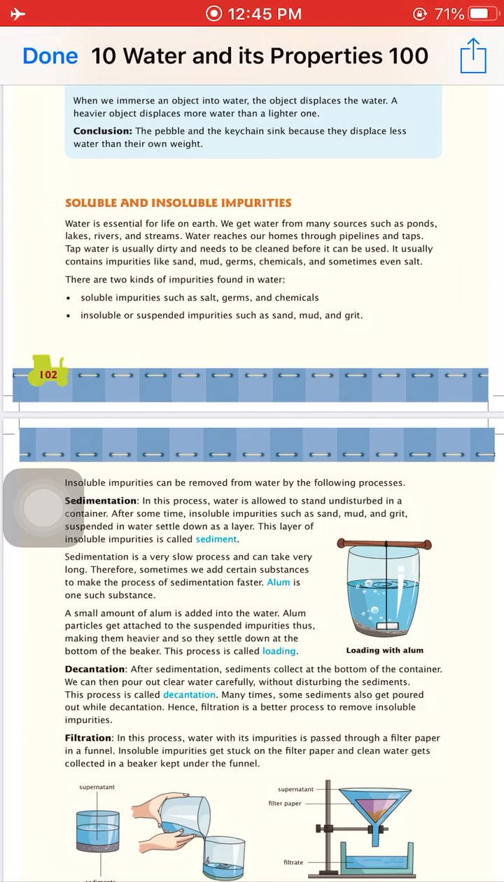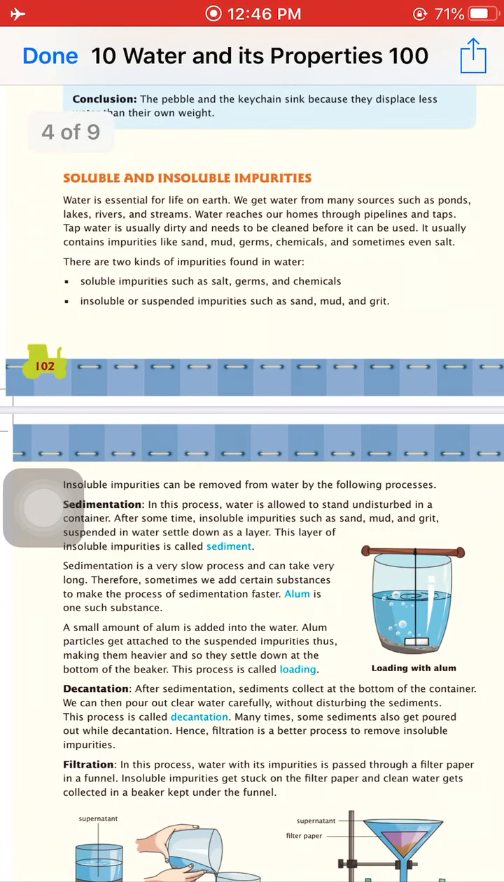But the water that is coming directly from rivers, ponds, lakes, they carry a lot of impurities. Okay, those impurities are also of soluble and insoluble characteristics, but the water that reaches inside our home is treated with many processes like sedimentation, decantation and filtration. Okay, so firstly, there are two kinds of impurities found in water. First is soluble impurities such as salt, germs and chemicals which we cannot see. Okay. Next is insoluble impurities, also known as suspended impurities, such as sand, mud and grit.